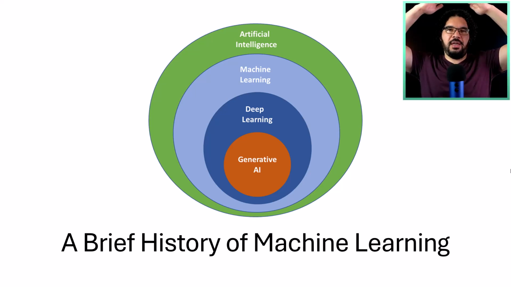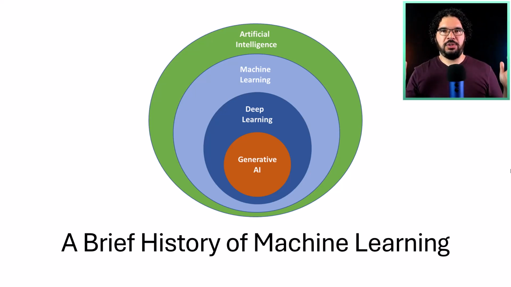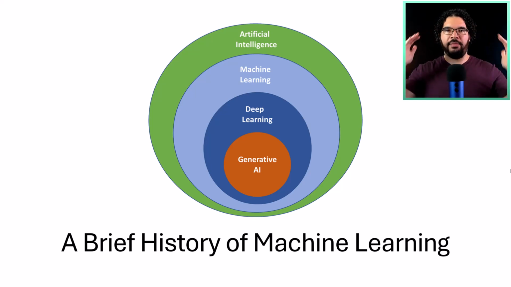So we have this cascade of AI, we have machine learning, which uses statistics in order to draw inferences from information. Inside of there, we have deep learning, which is specifically deep neural networks.